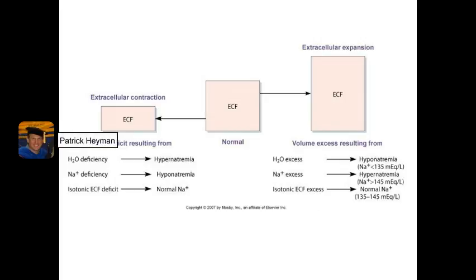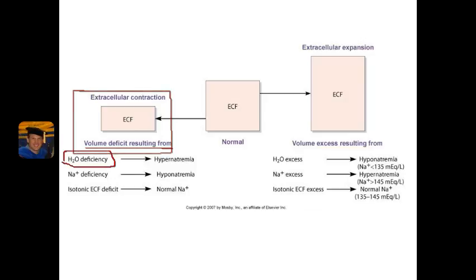Now this slide is really just showing you the relationship of fluid contraction and expansion in relation to sodium. So over here on this side we have extracellular contraction. So basically you don't have enough fluid. And then we're saying if that fluid volume deficit is occurring because of a water deficit, then as you lose water but you keep the same amount of sodium, eventually you're going to have hypernatremia. So if you lose fluid but keep the same amount of sodium, eventually they're going to have a higher concentration of sodium, thereby hypernatremia.